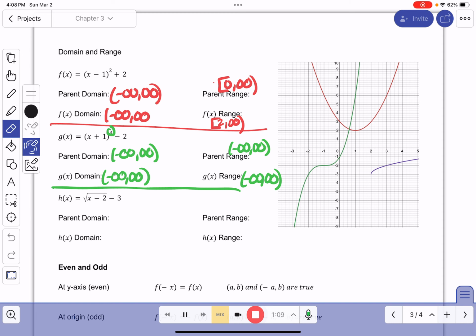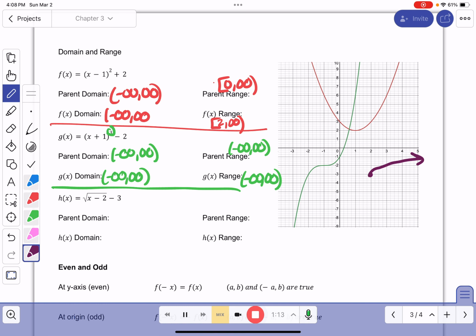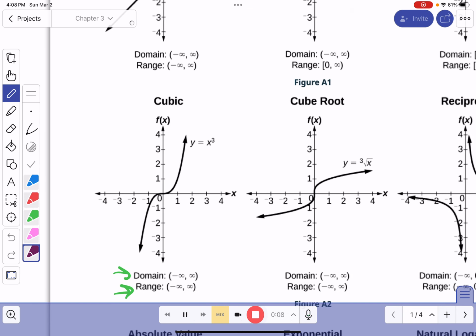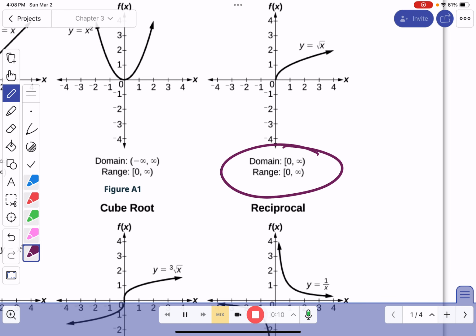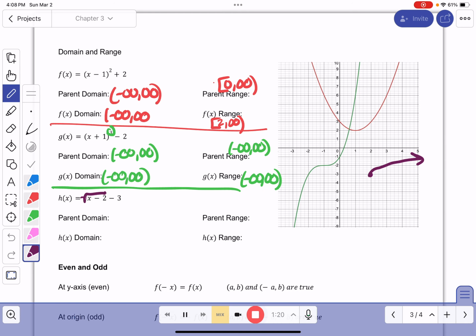Now let's look at the blue one, or purple, I guess. So that's another one of those square root graphs. You have a radical here, or you match it to the graph. And the domain and range of those are both 0 to infinity. So the parent is 0 to infinity, 0 to infinity. Then if we look at this new graph, the domain starts at 2, and the range starts at negative 3.